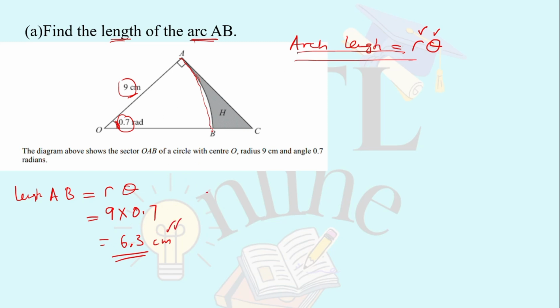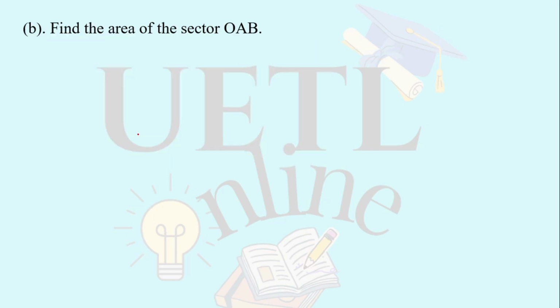Let's go to our next question. Question B says, find the area of the sector OAB. So we know the area of a sector, so let's write our formula. The area of a sector is half r squared theta, given that the radius is r units and the angle is in radians. So this will be our formula, and let's use it here.